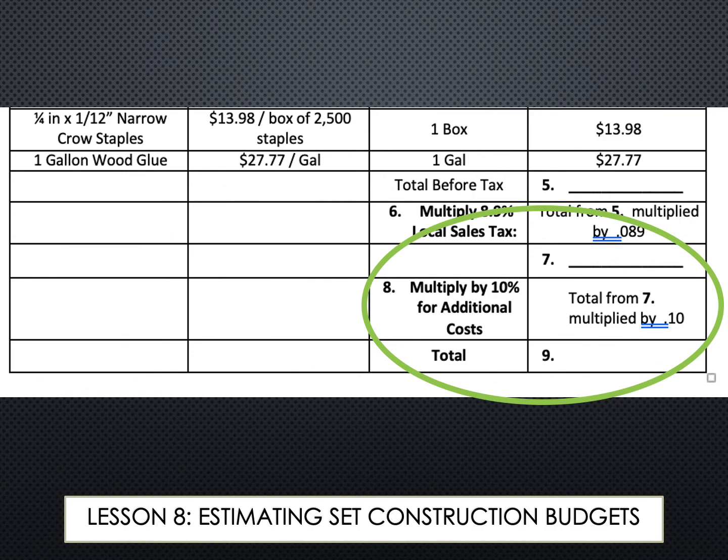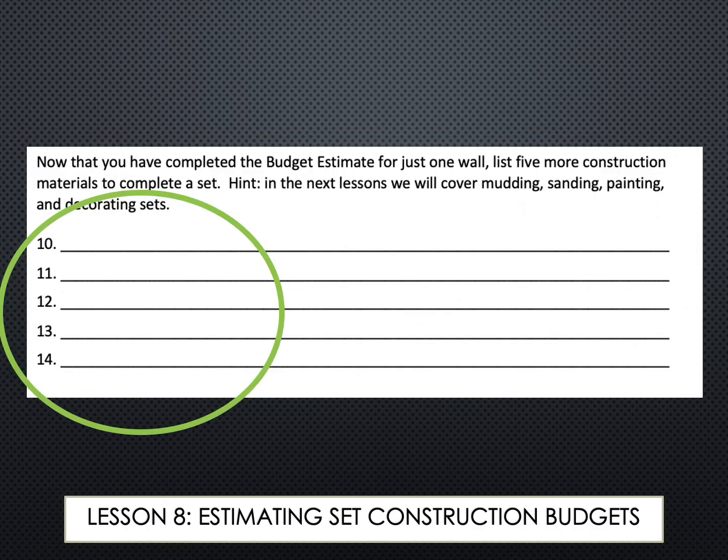For the remainder of the assignment, fill out the blanks numbers 10 through 14 with 5 tools or materials that you foresee will be needed to finish the set after the walls have been built, assembled, and placed on the soundstage or location. Think of the other positions that work on the set and the resources they need to do their work. We will discuss their responsibilities in upcoming lessons, and we're interested to see what you think.